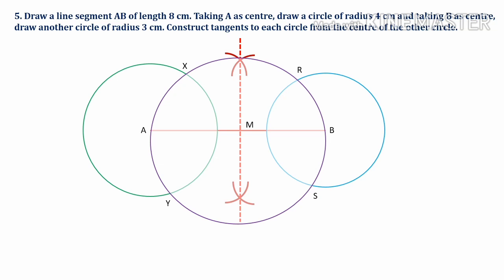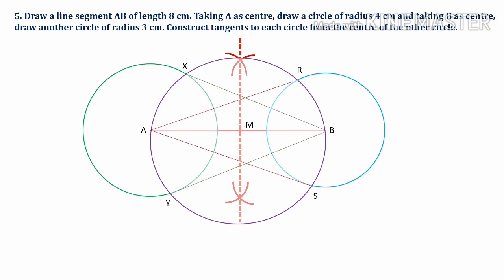So from the center A we can draw two lines, one towards R and another towards S. Means AR and AS are the tangents to the circle with center B, and again here BX and BY are the tangents towards the circle with center A. So let's join these two lines.